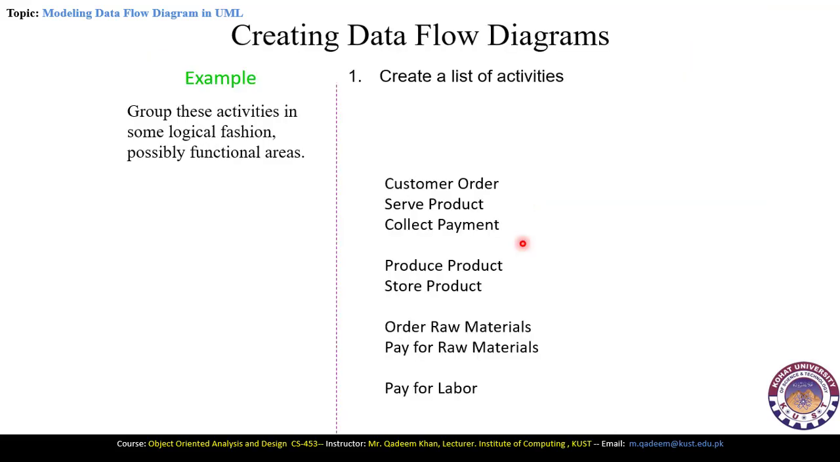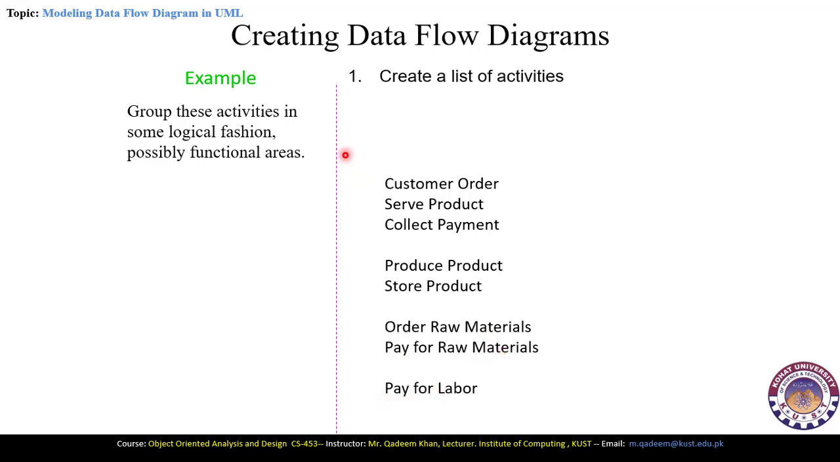Dear students, now you must have some information prior to creating the data flow diagrams. So first you need to create a list of activities. A list of activities is a list of functionalities which will be provided by the system. These are a list of features as well. So here we have, for example, customer orders, serve products, collect payments, produce products, store products, order raw materials, similarly pay for the raw materials and pay for the labor.